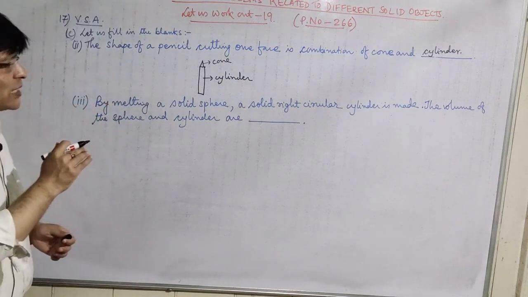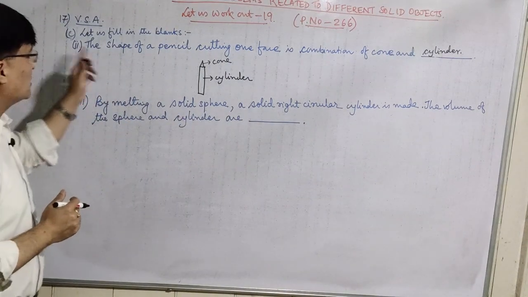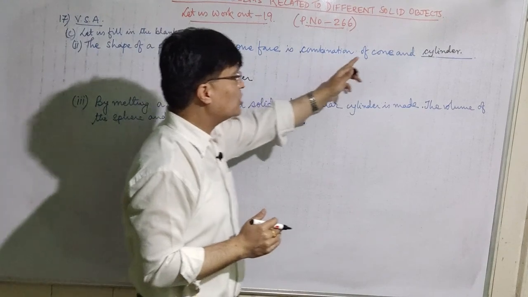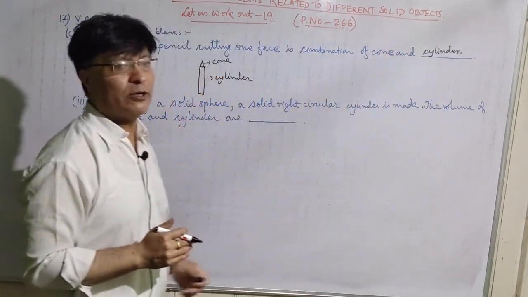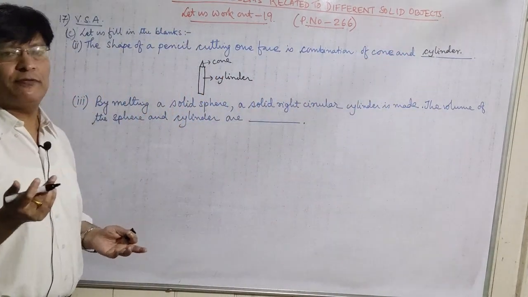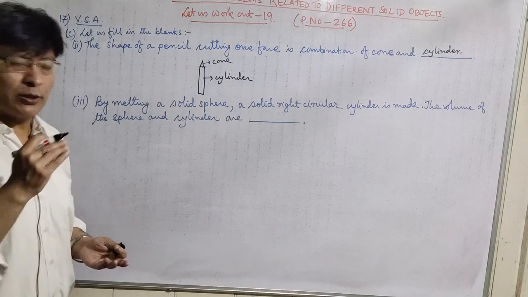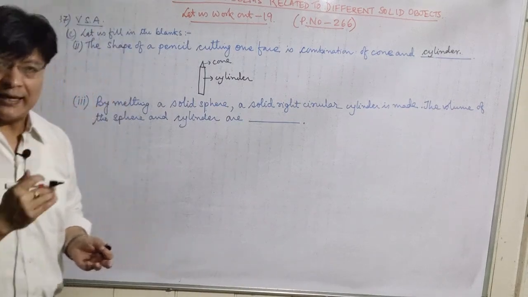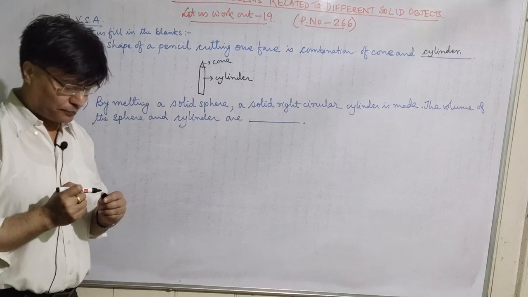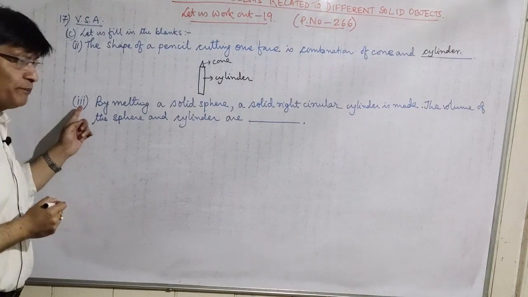But in this particular question, the shape of a pencil cutting one face is a combination of cone and dash. That will be your cylinder. So you have seen the pencil, isn't it? The pencil is a combination of a cone and a cylinder. Is that clear?